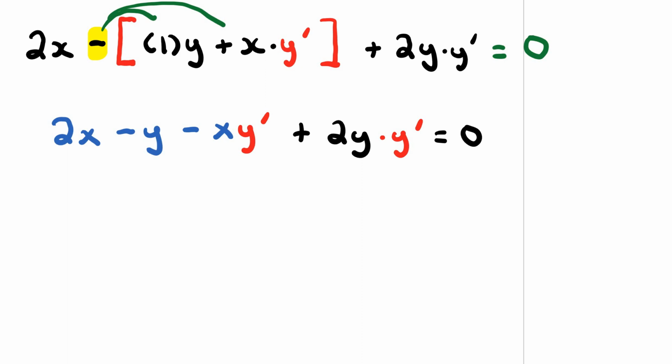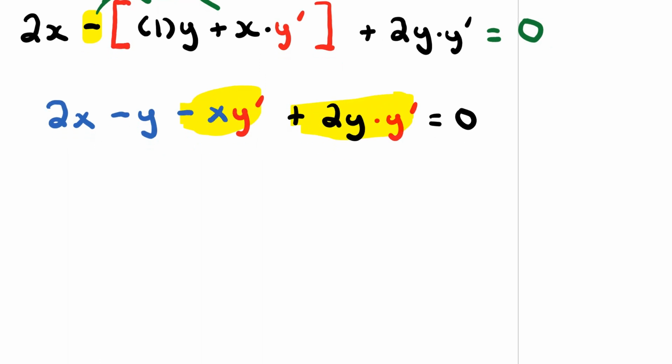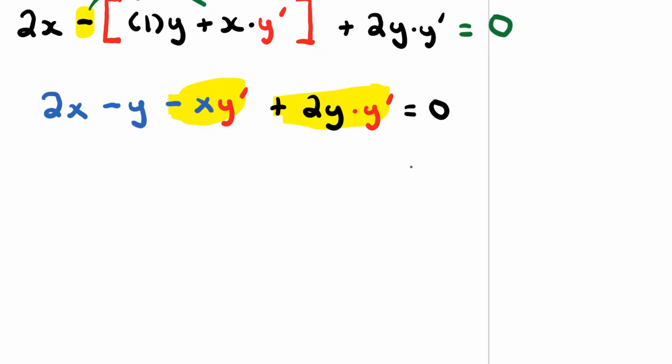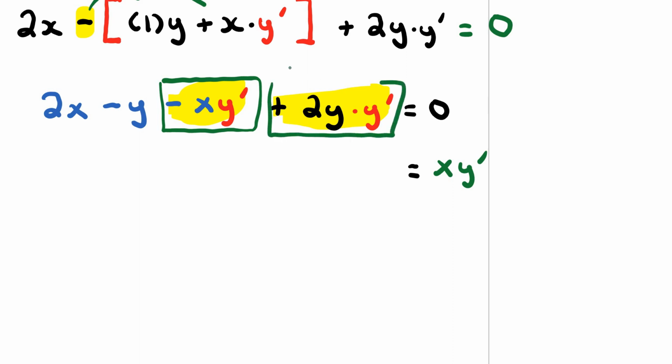Okay, what we're going to do now is I see this term here and this term right here. So the two yellow terms, they contain the y prime, right? So what we're going to do is we're going to move those to the other side of the equation here. So if I move this term right here to the other side, that's going to be positive x y prime. And then if I move this term to the other side, I get negative 2y times y prime.